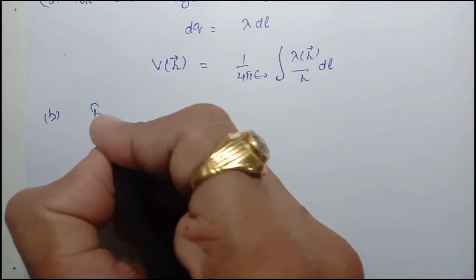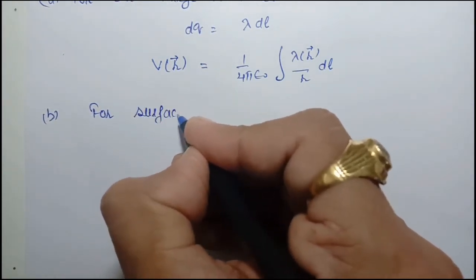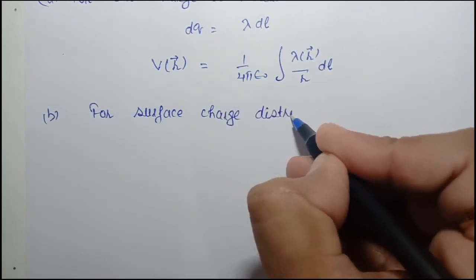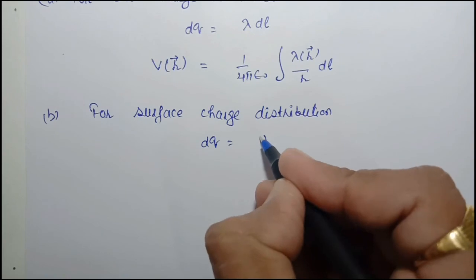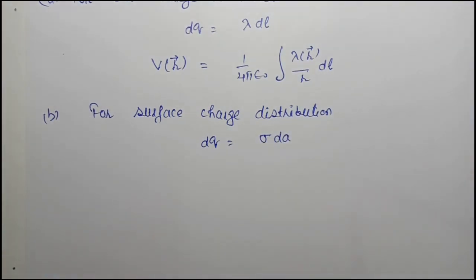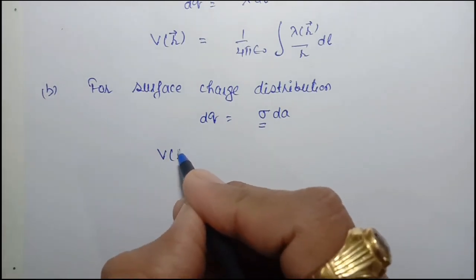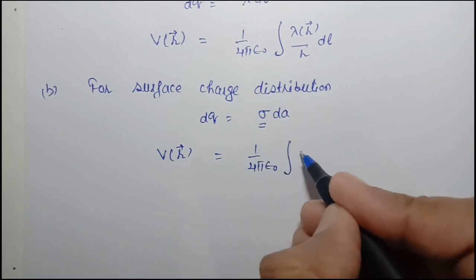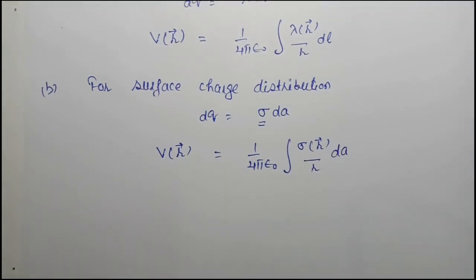Similarly, for surface charge distribution, dq is equal to sigma dA. So sigma here is the charge per unit area. So we can write V(r) equals 1 over 4 pi epsilon naught, the integral of sigma over r dA.